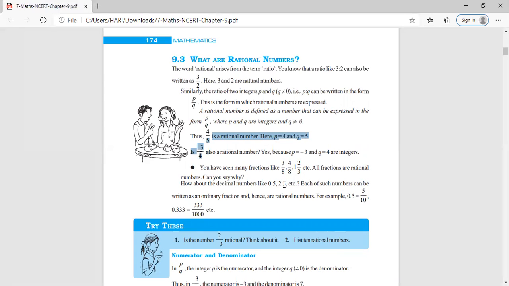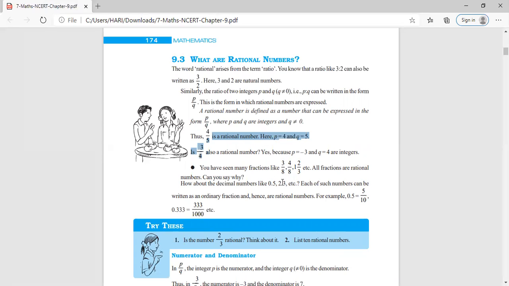Now we will consider decimal fractions. See, 0.5. Can we represent it as a rational number? Yes. For 0.5, first we will convert it into a fraction. How can we write 0.5 as a fraction? 0.5 can be written as 5 by 10, right? So it is a fraction and a rational number.